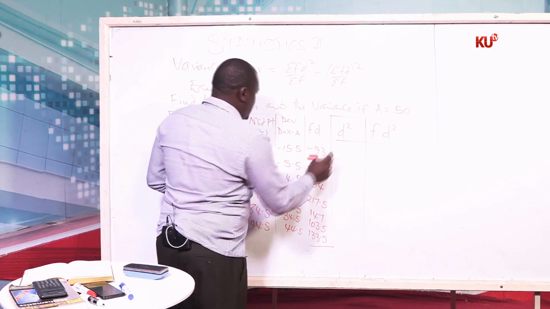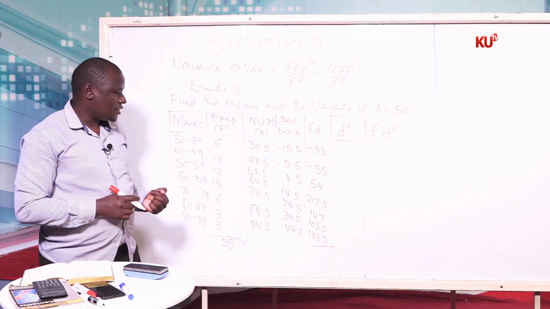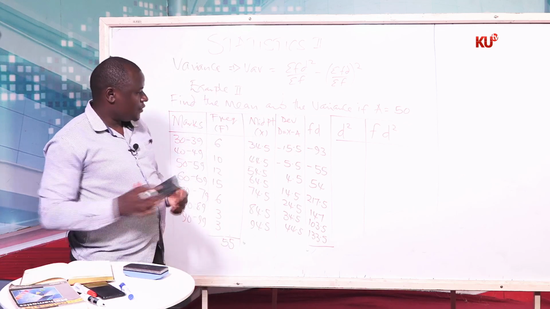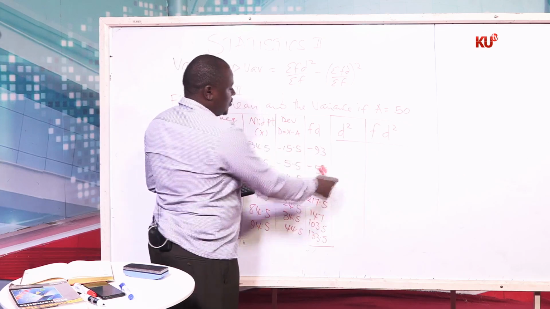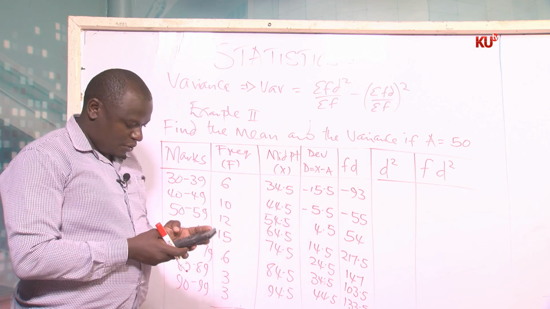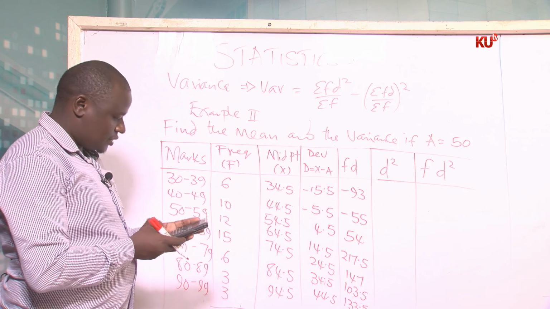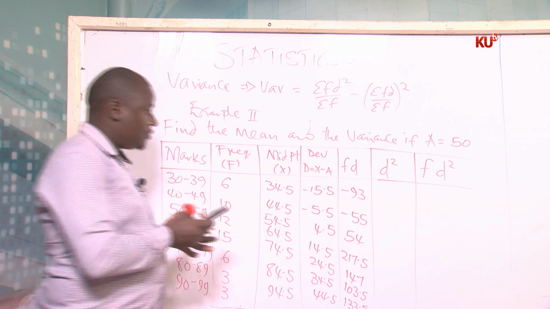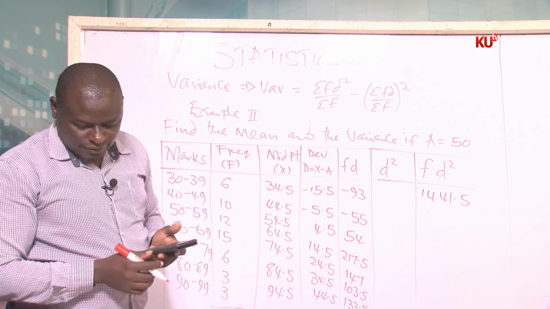Good. D squared means you take deviation, you square that. If you are very keen, you can do that. Now I want us to fill the last one to save on time because this one is a column you can fill by yourself. I'm taking D squared times F. So into bracket negative 15.5 squared, whatever it is, times 6. You get 1441.5. The second one, you do the same.